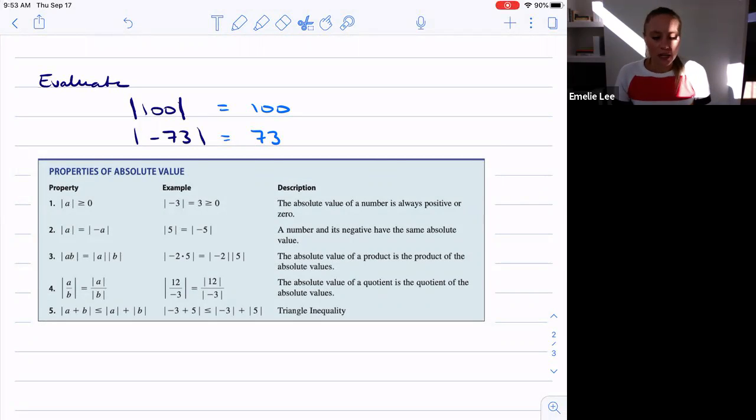So the absolute value is always going to be positive, right? Because we're always just turning it into a positive number, greater than or equal to 0. So it can be 0 if you've got 0 in the absolute value. As we just saw, the absolute value of a is the same as the absolute value of negative a, so it doesn't matter, they're going to yield the same thing.